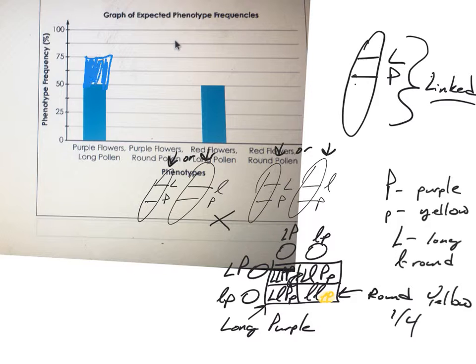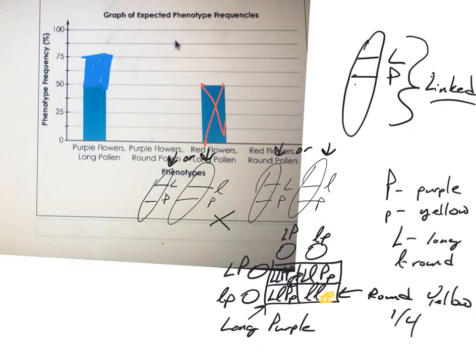75%, 3/4 of 75%. So you would take that graph, that bar, and move it up to this point. And then what quarter would there be? How many would be red flower with round? There would be none with long pollen, right? Red and long, that wouldn't exist. So this is 0. This is wrong.